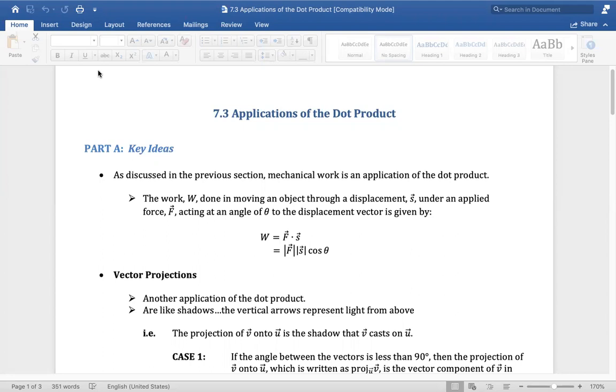If we're talking about Cartesian vectors, and you know you have a Cartesian vector if you're dealing with square brackets, right? So let's write here, Cartesian vectors. Which is also equal to the magnitude of the force vector multiplied with the magnitude of the displacement vector times cos of theta if we're talking about geometric vectors.